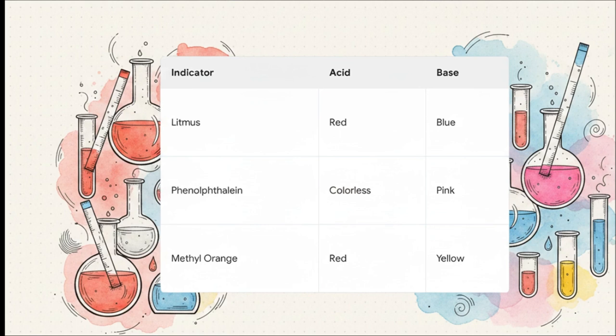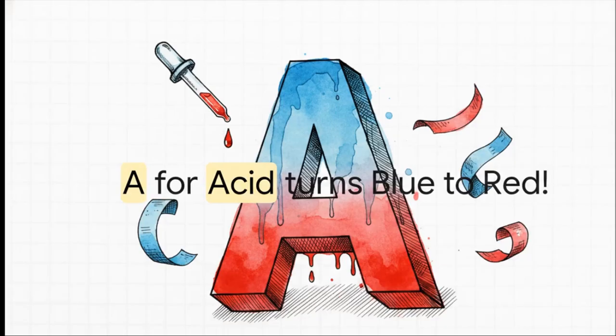Examiners love dropping this exact information into multiple choice questions with missing blanks, so absolutely lock these colors into your memory right now. Still getting tripped up by litmus paper? Here is a super quick memory trick. Just remember, A for acid turns blue to red. Acid, blue, red. Once you've got that locked in, you automatically know that bases do the exact opposite, right? They turn red to blue. Honestly, you'll never get that wrong on a test again.